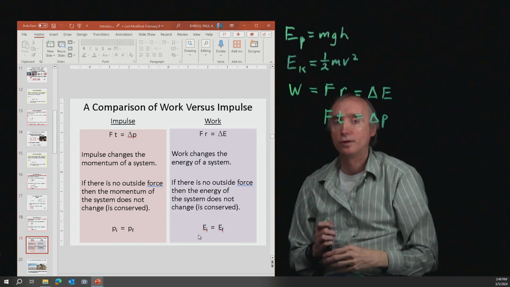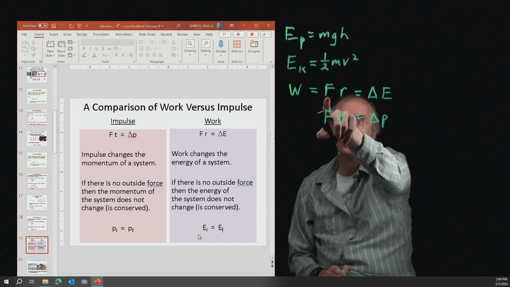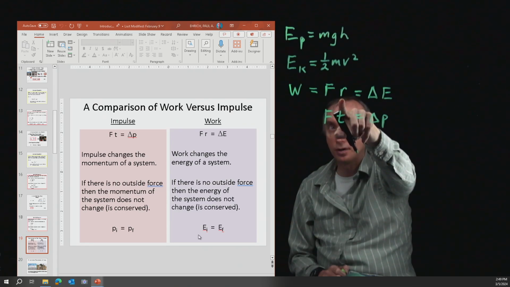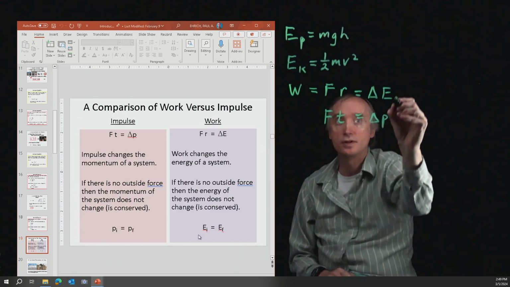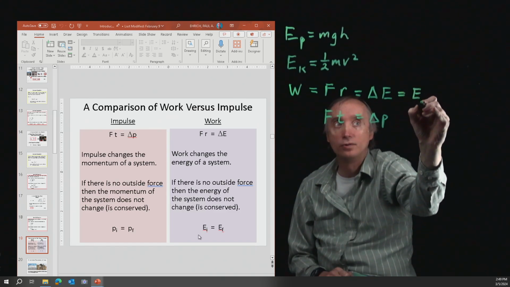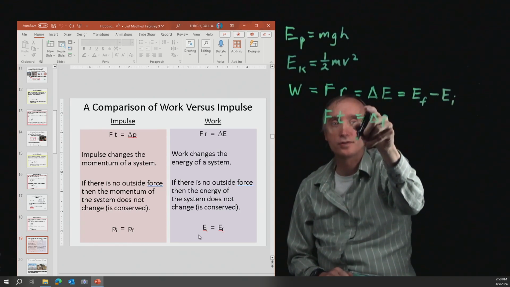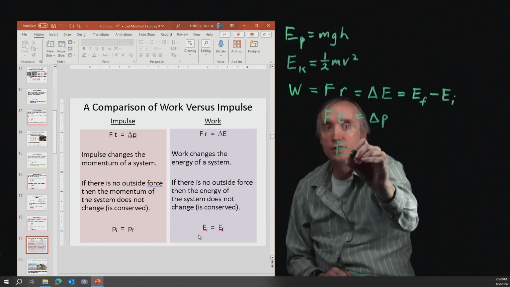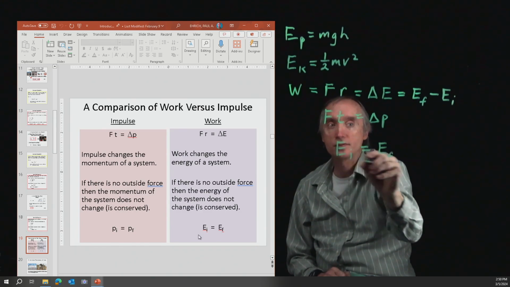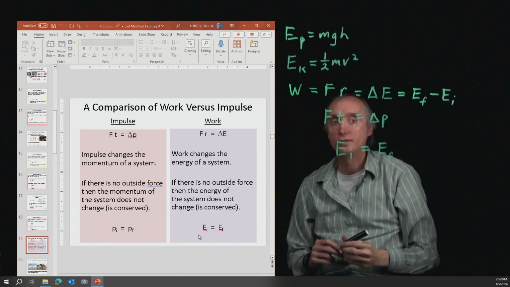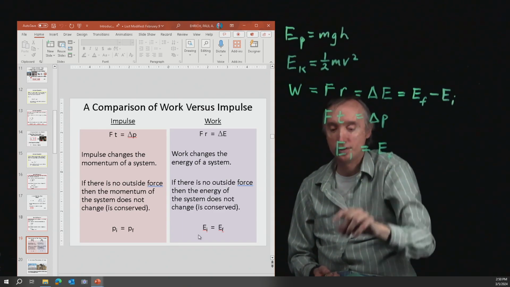Okay, then another thing that we learned was if there is no outside force acting on the system, so if F is equal to 0, then 0 times anything is going to be 0, and that means that the change in energy is going to be 0. Since the change in energy is the final amount of energy minus the initial amount of energy, you can take this over to the other side, and what you end up with is that your initial energy has to equal your final energy. This statement is called conservation of energy: you can't create or destroy energy. Whatever energy you start with has to equal the energy that you end with.